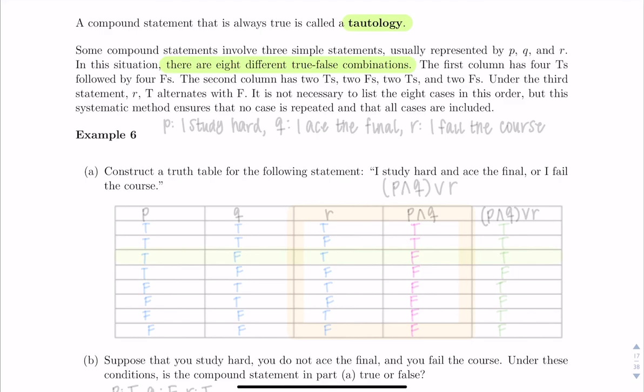So we're going to construct a truth table for the following statement. I study hard and ace the final, or I fail the course. So the first thing we want to do is list out what these simple statements are. What is P, Q, and R? So I'm going to write P is I study hard. We're going to let Q be I ace the final. And we're going to let R be I fail the course.